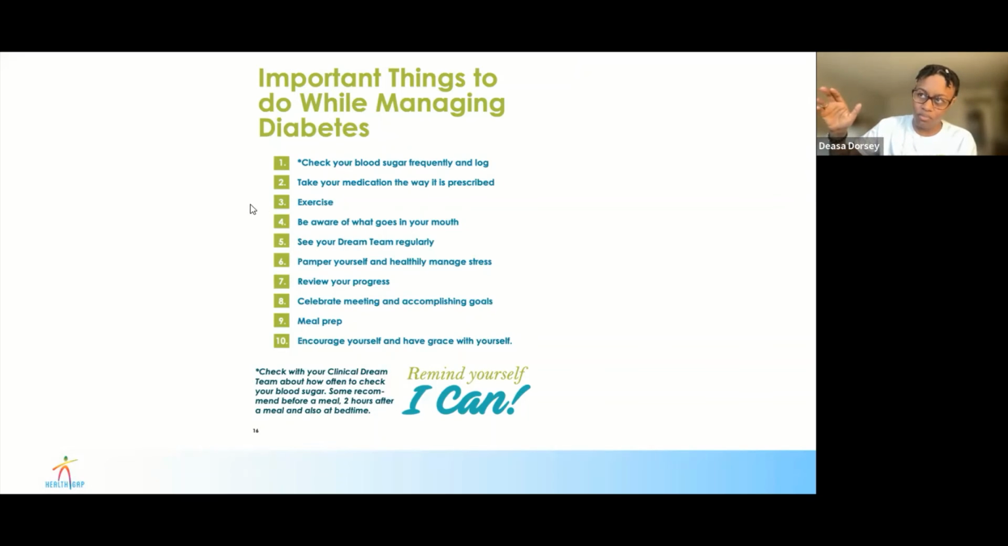And so my blood sugar went up a little bit 2 hours after. But basically my point is logging helps you see your trends and helps you make improvements where necessary. Take your medication the way it's prescribed. That is a big one.